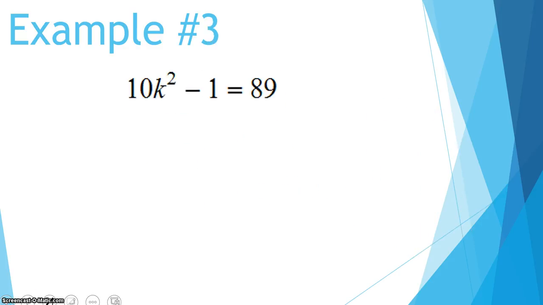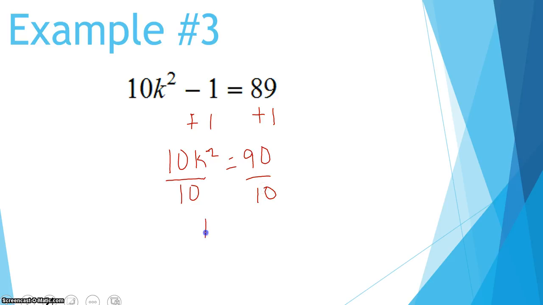So here's another example. This time we're going to add 1 to both sides. Then we're left with 10k squared equals 90. We divide to get the k squared by itself. And we get k squared is equal to 9. Take the square root of both sides. The square root of 9 is a perfect square, so it's 3. But don't forget, you get 2 solutions, so plus or minus 3 would be our answer.